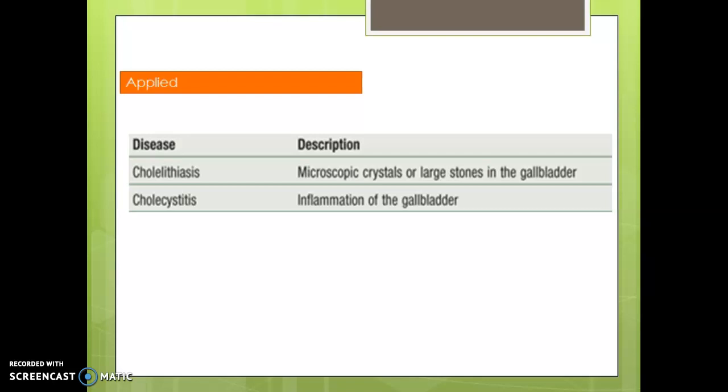So these are the two diseases which are very important in our graduation. Cholelithiasis, which is the formation of microscopic crystals or large stones in the gallbladder, and cholecystitis, which is an inflammation of the gallbladder that leads to pain.